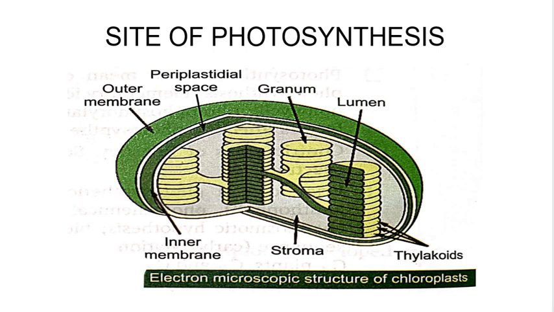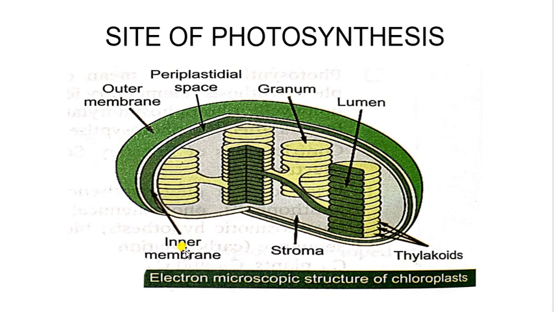Now we are going to study about the site of photosynthesis. Here is the electron microscopic structure of a chloroplast, and in a cell photosynthesis takes place in chloroplasts. It is a green plastid. Chloroplast is a double membrane bound organelle. So here you can see that there is an outer membrane and an inner membrane. Each membrane is 60 angstrom units thick.